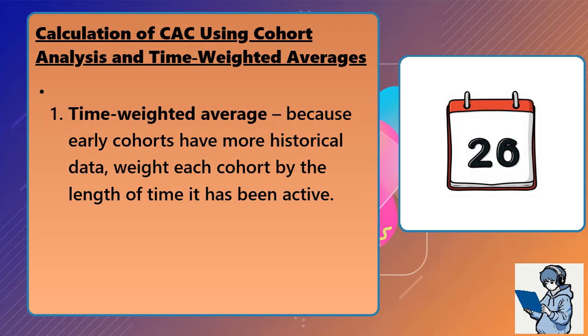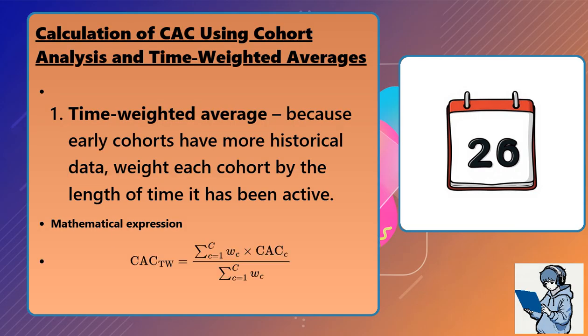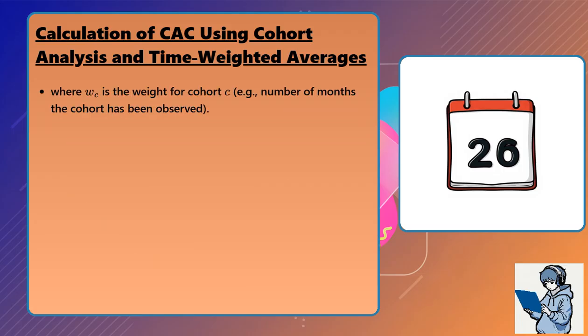Step 5. Time-weighted average. Because early cohorts have more historical data, weight each cohort by the length of time it has been active. Mathematical expression: CAC sub TW equals the sum from c equals 1 to C of W sub c times CAC sub c, divided by the sum from c equals 1 to C of W sub c, where W sub c is the weight for cohort c. For example, the number of months the cohort has been observed.